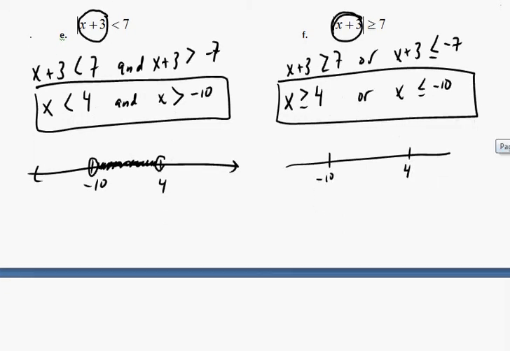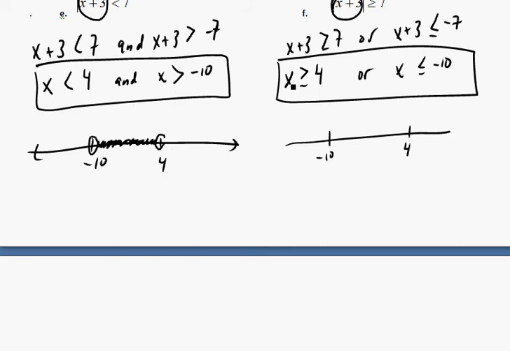So, if we graph these solutions, we want the values of x that are greater than or equal to 4, which are the numbers to the right of 4, or the values that are less than or equal to -10, which are the values to the left of -10. So our solutions are either greater than or equal to 4 or less than or equal to -10.